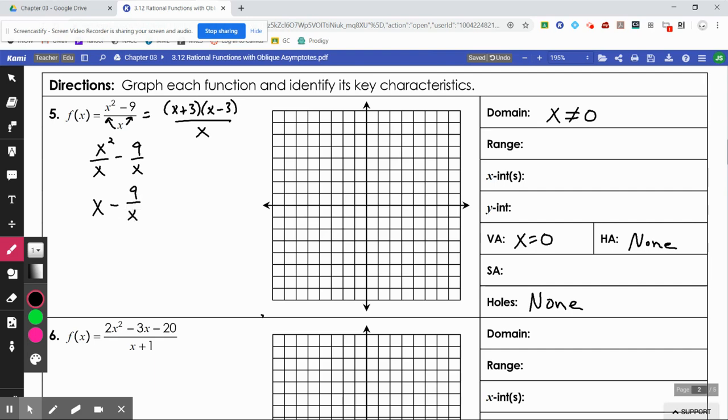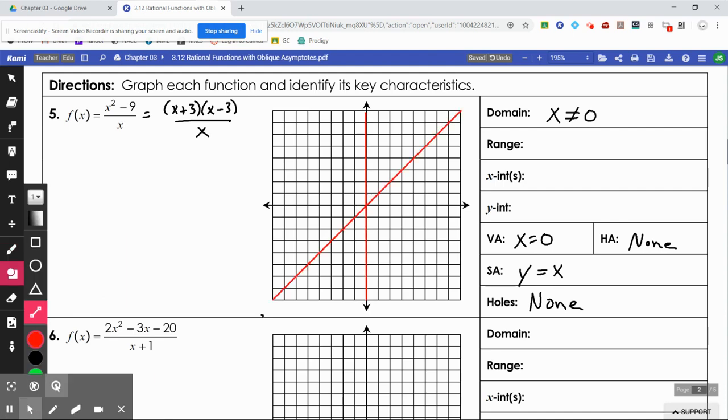Now here's how you have to look at these, because we haven't been exposed to one of these yet. This would be the remainder term, because you are dividing by x, so therefore that minus 9 over x is going to be the remainder term. This is going to be your oblique asymptote. So we have a slant asymptote at y equals x. So let's go ahead and plot our vertical asymptote and our slant asymptote on our graph. So there are your two asymptote lines.